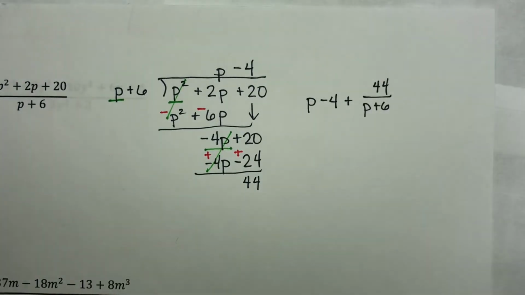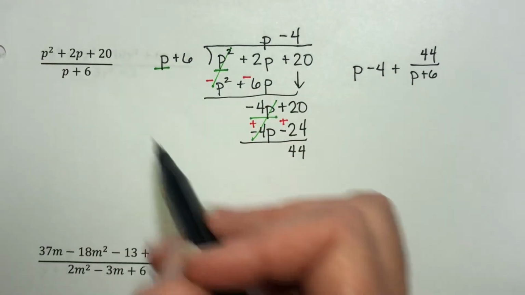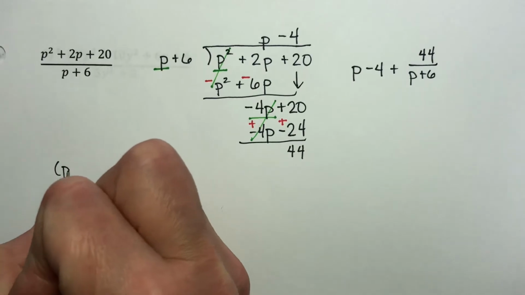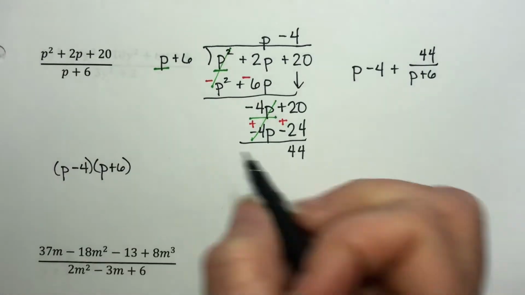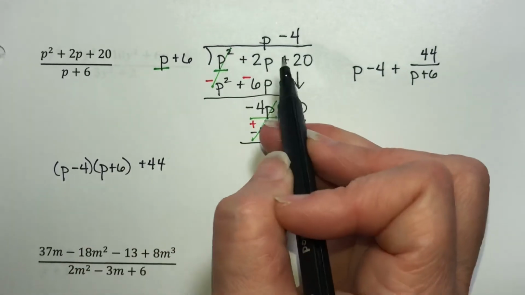Now I didn't do this on the last problem for some reason, but the way you check this is exactly the way we did with the numbers. I would take p minus 4 times p plus 6, and then I'm going to add 44 to it at the end, and I should end up with this at the end.